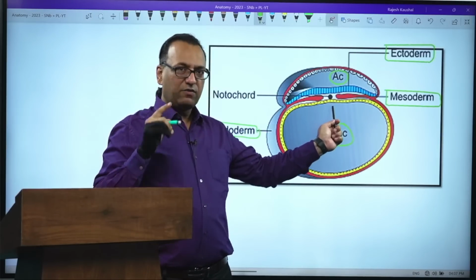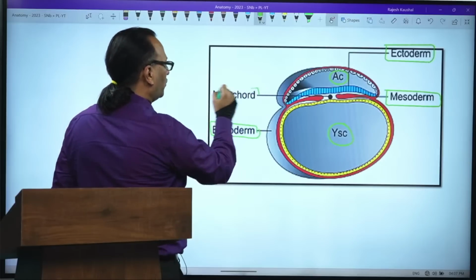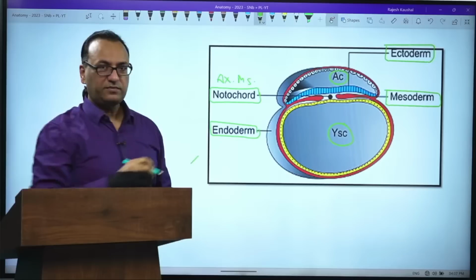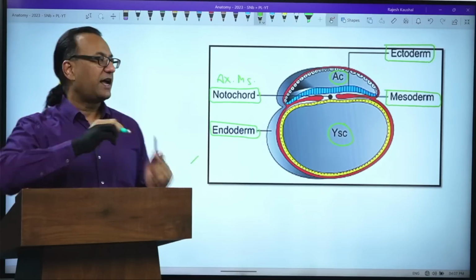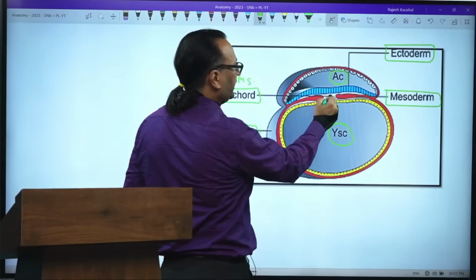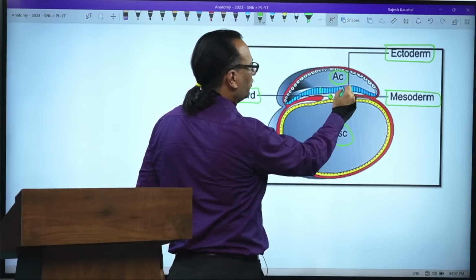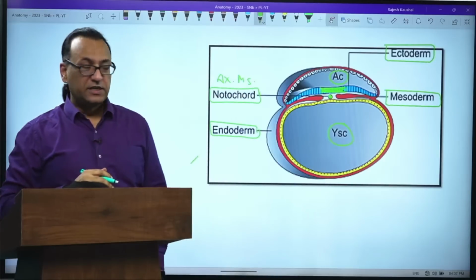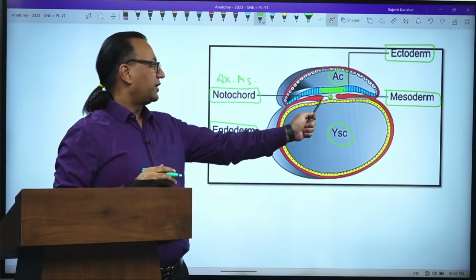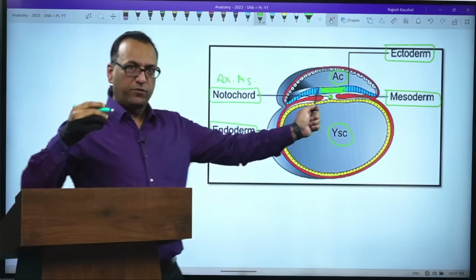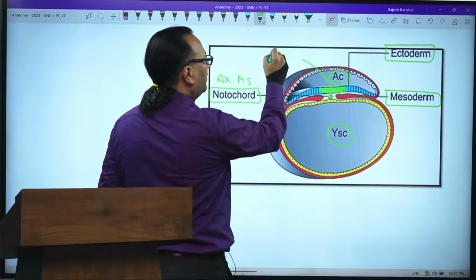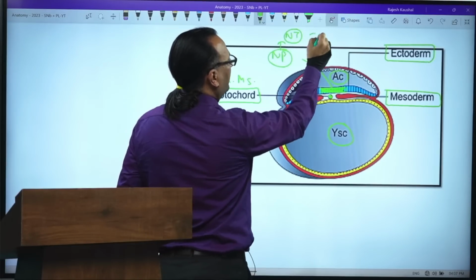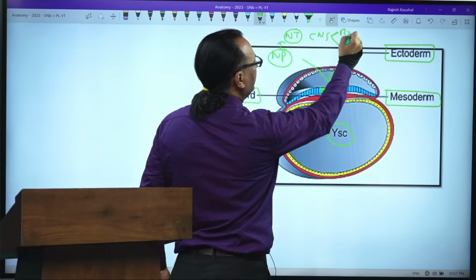Now, you see something which is notochord mentioned here. Notochord is considered as the axial mesoderm. It is a mesoderm which is in the axis, and it is important because notochord is going to stimulate the overlying ectoderm and form the neural plate. Now the ectoderm, which is stimulated to form neural plate, later will become neural tube, and the neural tube will form the central nervous system, that is brain and the spinal cord.